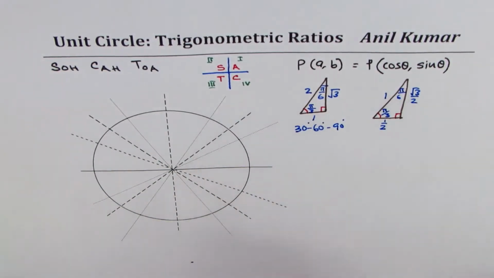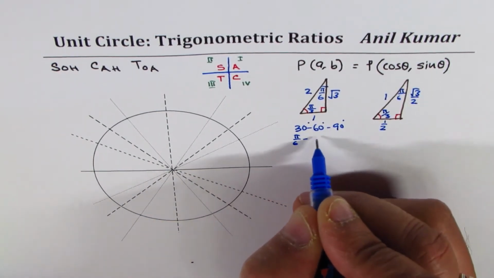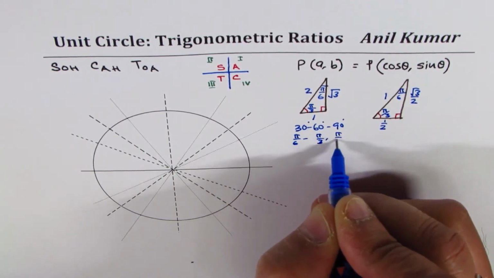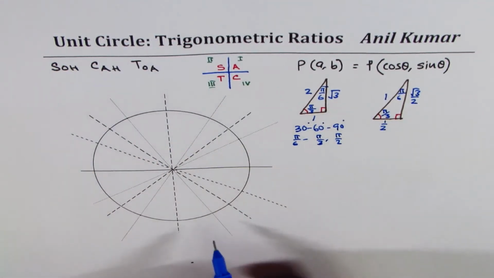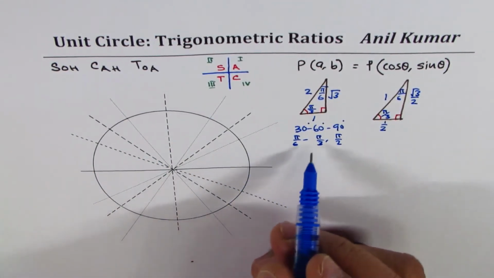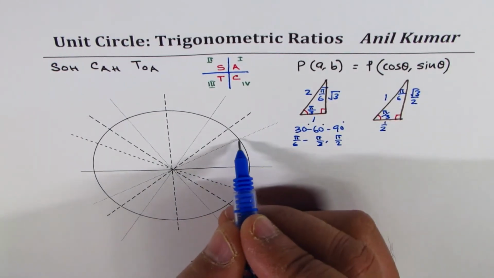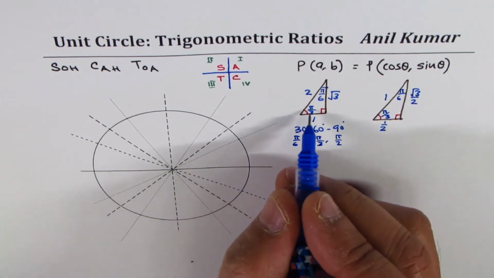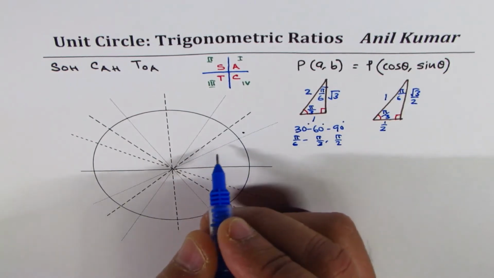Is it okay? Either way, both are the same. So pi by 6 is 30 degrees, pi by 3 is 60 degrees, and pi by 2 is 90 degrees. These dotted lines which I have drawn correspond to our special angles. The first one drawn is for 30 degrees or pi by 6, right? So this is for 30 degrees or pi by 6.